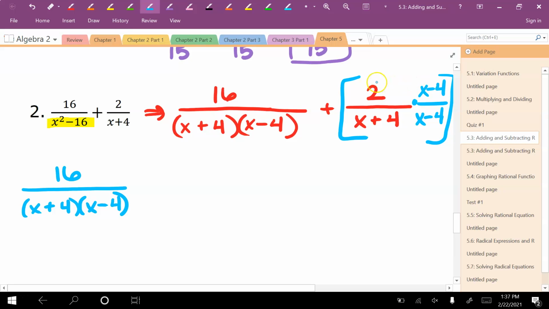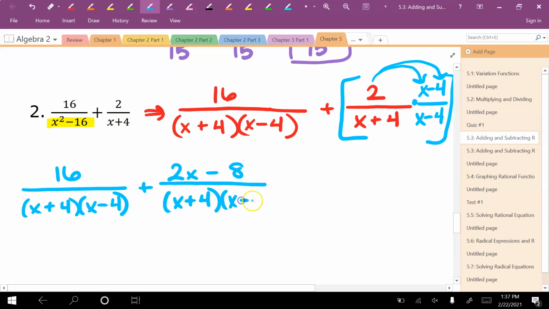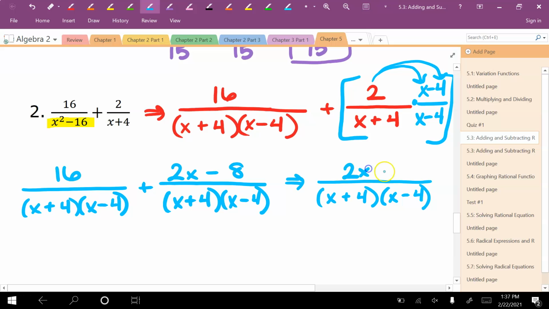I'm going to, on the top, have to distribute this 2. 2 times x, 2 times that minus 4. So it's going to say 2x minus 8. And now the bottom should look the same. It should say x plus 4, x minus 4. Now I have common denominators, so I should be able to add these expressions together. And again, when we start adding, we don't do anything to the bottom. What's my new numerator going to say? So 2x plus 8.